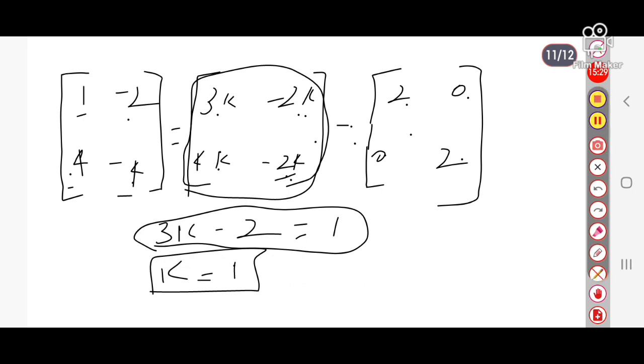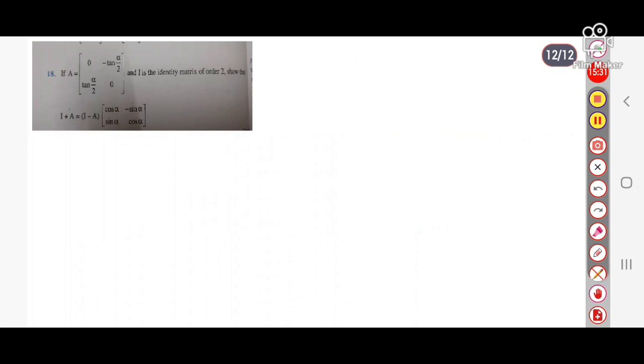Right. Now the next question, that is the 18th question. If A equal to 0 minus tan alpha by 2, tan alpha by 2 0, and I is the identity matrix of order 2, show that I plus A equal to I minus A into cos alpha minus sin alpha, sin alpha cos alpha. Again, the same thing. So we need to grind the same batter again and again in this matrix lesson.